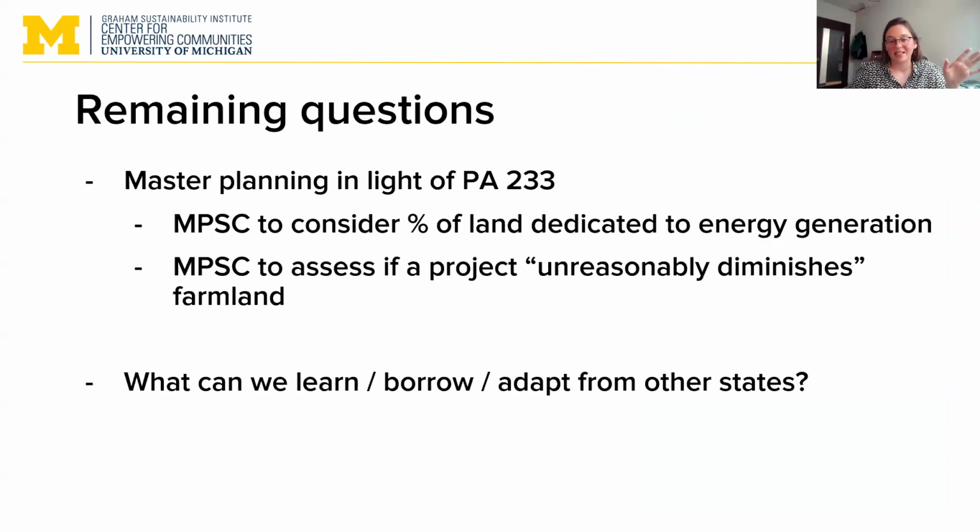Okay, that takes us to now, it's your turn. Some of the things that we're still trying to figure out in Michigan is, like I said, what can master planning look like in light of PA 233? We're trying to think more about how the Michigan Public Service Commission can consider impacts on farmland, or a fair share approach of how much communities share the burden or the need for renewable energy development. And also, we really would love to learn what we can borrow and adapt from other states.